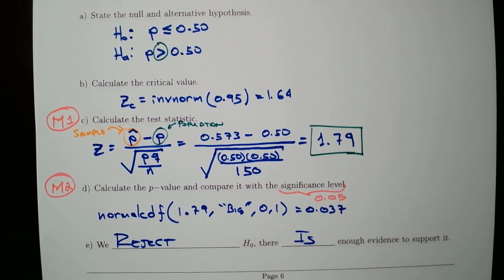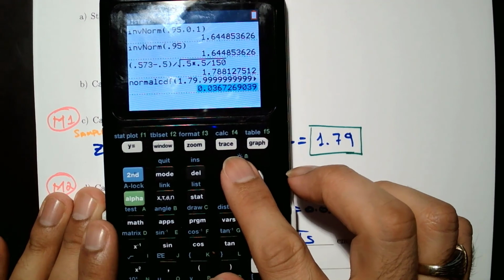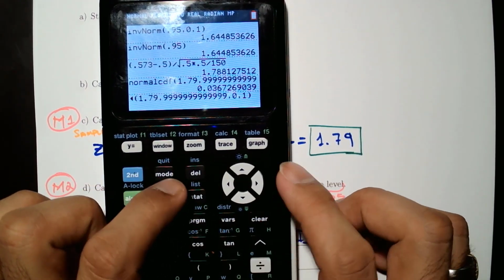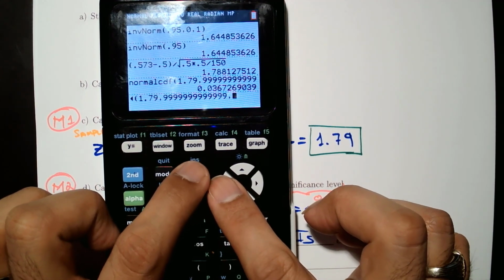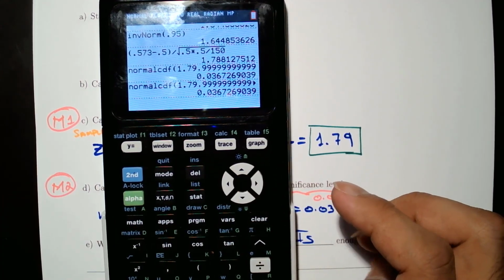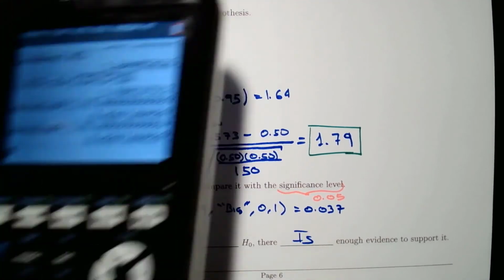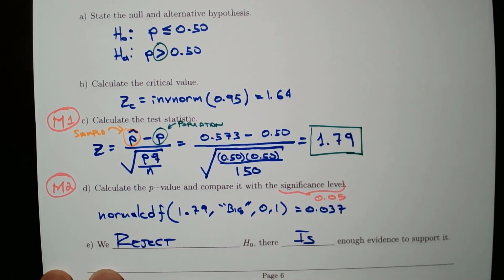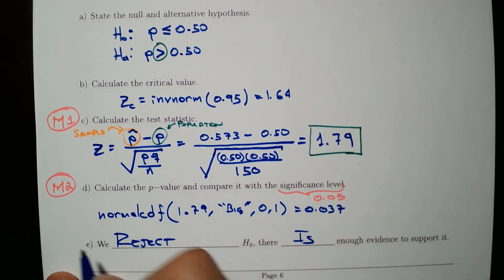That is 0.037. Okay, let me check something out real quick. What if I delete the 0 and the 1? Do I get the same? Yes, I get the same. Okay, so you may not need this 0 and this 1. All right, what is this p-value? Okay, so that equals p.